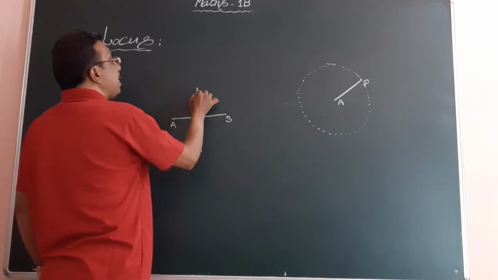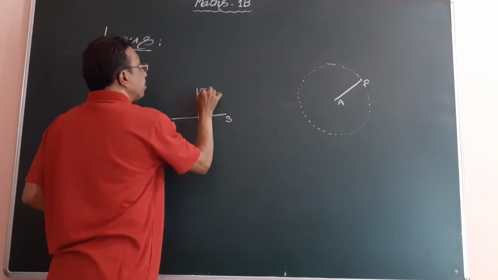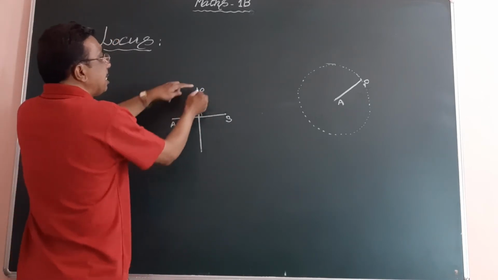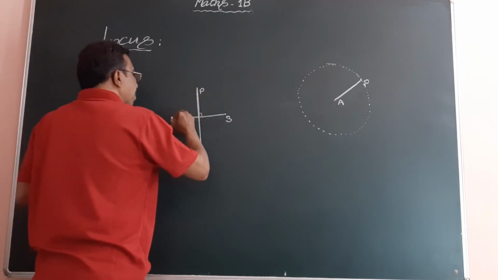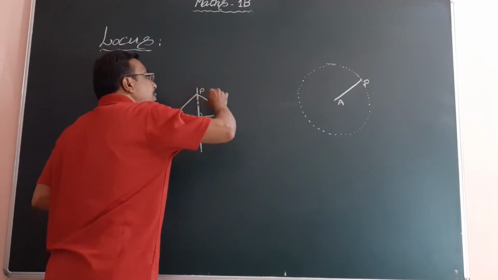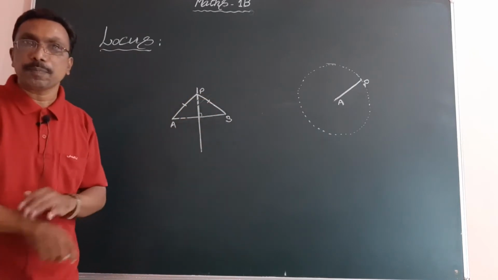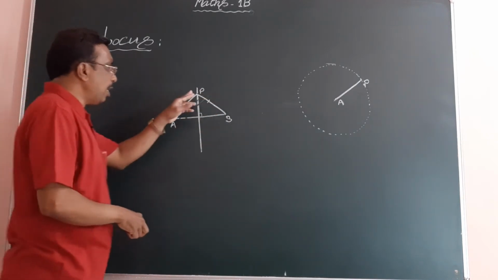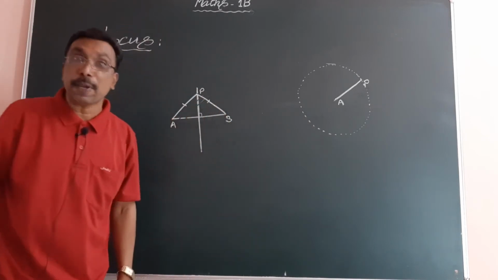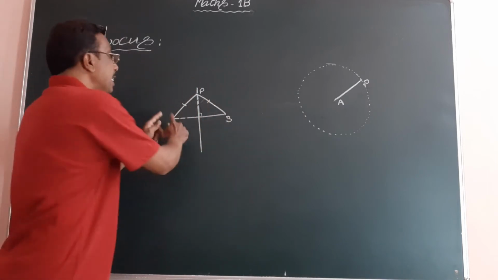Now we take one point on the perpendicular bisector. This is P. So this AP is a distance. AP is equal to PB distance also. This distance is equal to this distance. So P is equidistant from the points A and B.